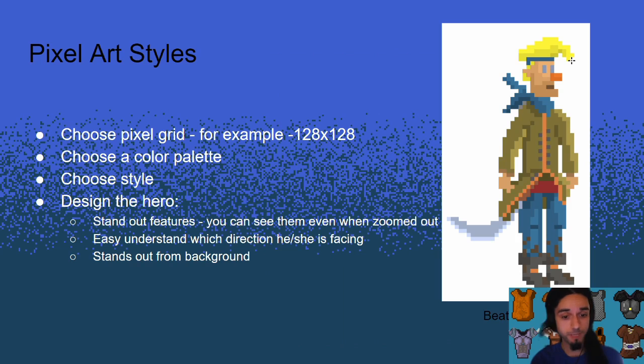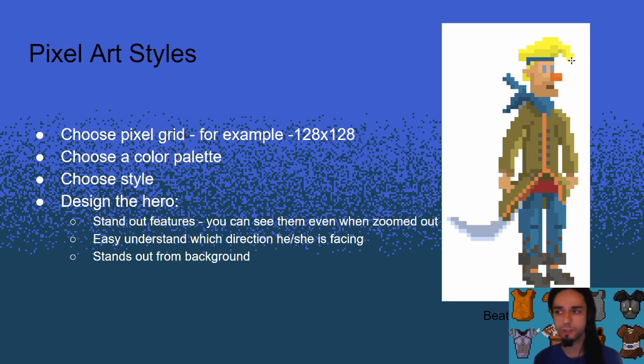And we can do the same for designing the hero. A hero especially needs to have some kind of standout feature, something that you would look at and say, okay, that is the hero. That is not just a color swapped or palette swapped bad guy, but this is my main character.